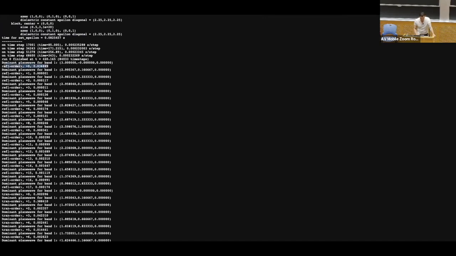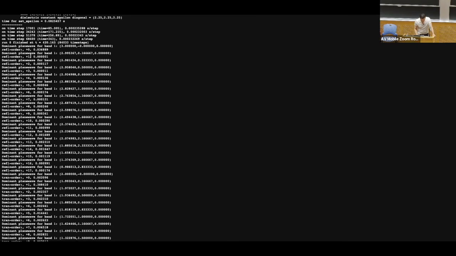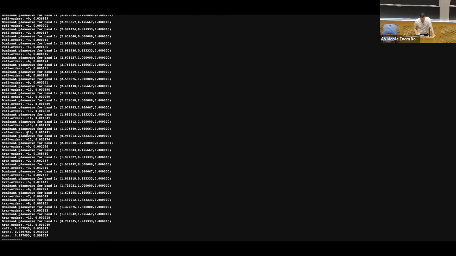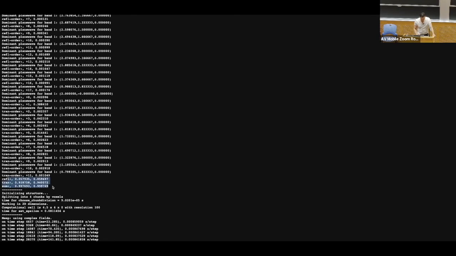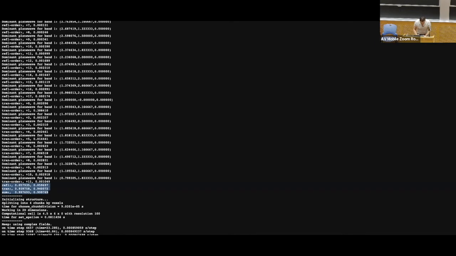In this case, the M equal to 0 order has about 3.6% of the total power. And then this shows you +1, +3, and so on, all the way up until the largest possible. And then it switches to the transmitted orders. And then the key result is shown here at the end. Let me see if I can zoom this a bit, it might be small to see.